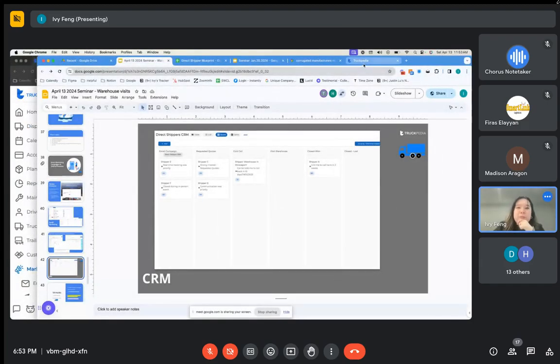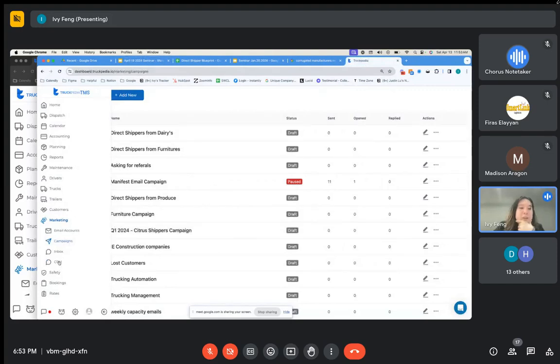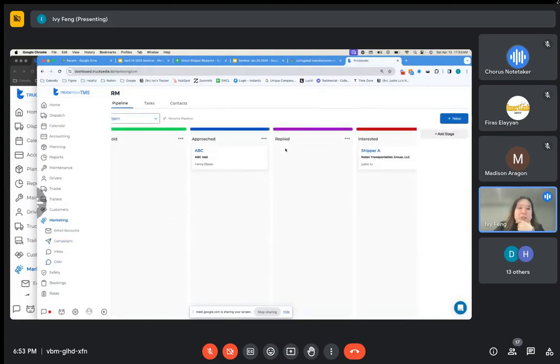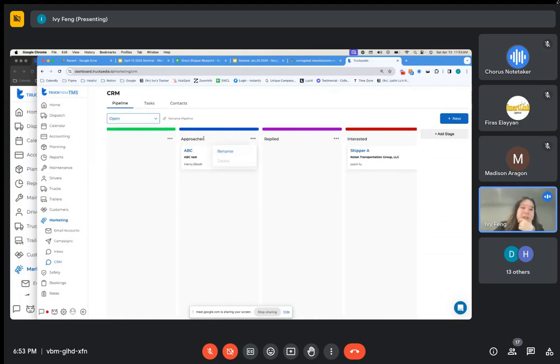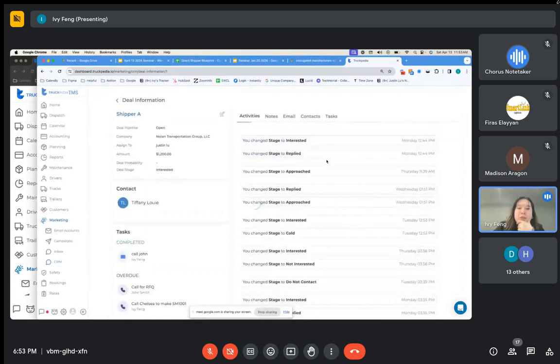In case you do have any live deals that you don't want to forget about, this is our CRM, which is just a customer relationship management tool. So that way you don't forget anything, right? So let's say, hey, we have shipper A. This one isn't interested. You can customize these pipelines. You can rename this to, like, instead of approach, talk to, whatever you want. And I just want to show you an example.